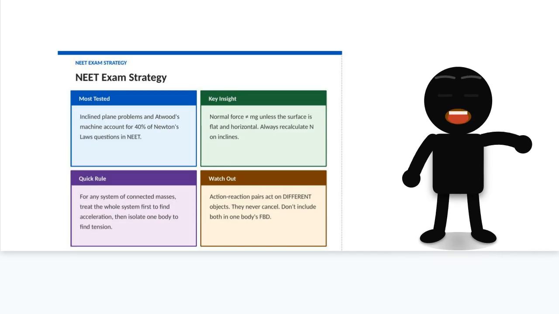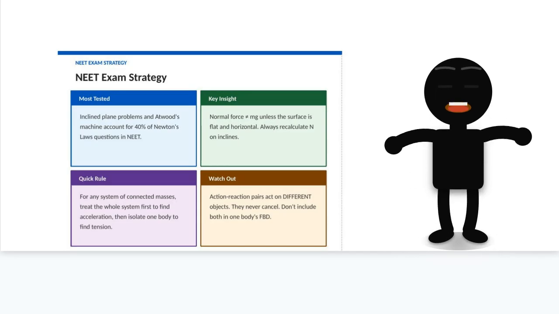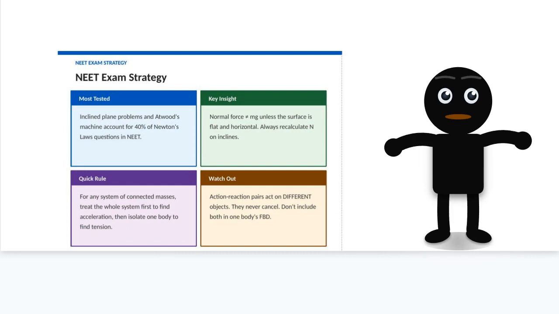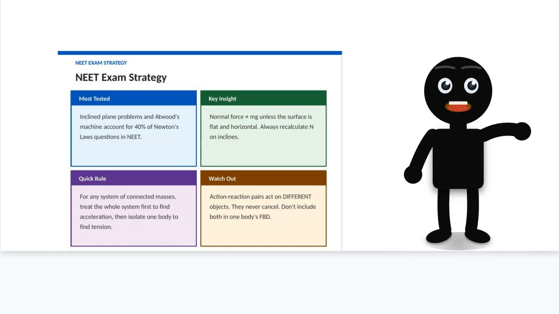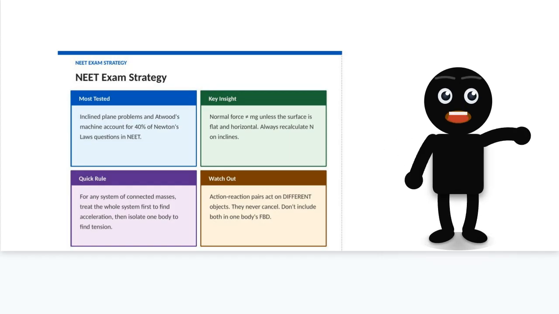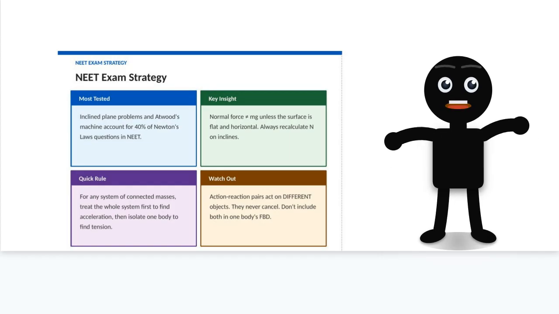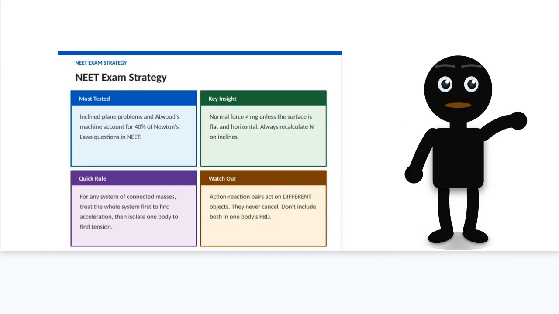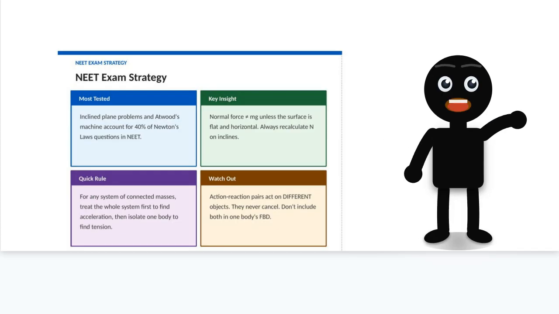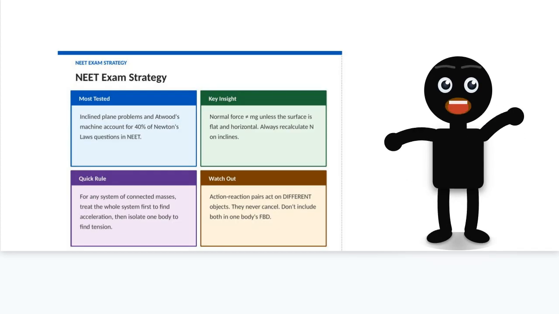Let me give you the NET-specific strategy for this topic. Projectile motion and velocity time graph interpretation are among the most frequently tested concepts in NET physics. Expect 3 to 4 questions in any given paper. The golden rule for projectile problems is always split first, write down horizontal component and vertical component separately before doing any calculations. Never try to solve it as one motion.